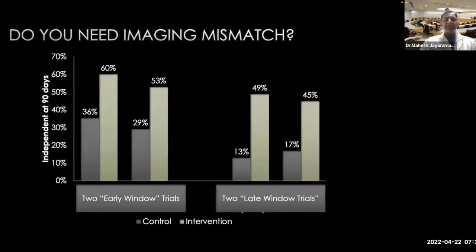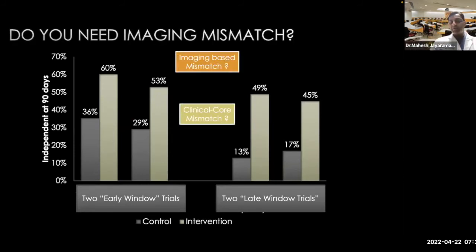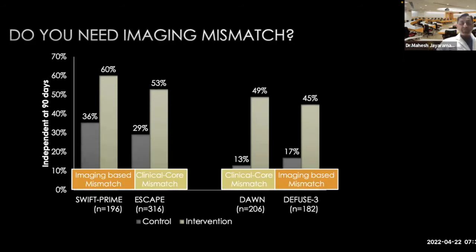And in fact, if we look at the imaging mismatch and the trials, we have 2 early window trials here and 2 late window trials. The early window trials showed a dramatic benefit, and these two late window trials showed a dramatic benefit. And which ones were imaging based and which ones were clinical core based? Well, SWIFT PRIME was an imaging based mismatch, and ESCAPE was a clinical core implied mismatch. Same thing with DAWN and DEFUSE 3. There's a treatment effect no matter which of these paradigms you choose.